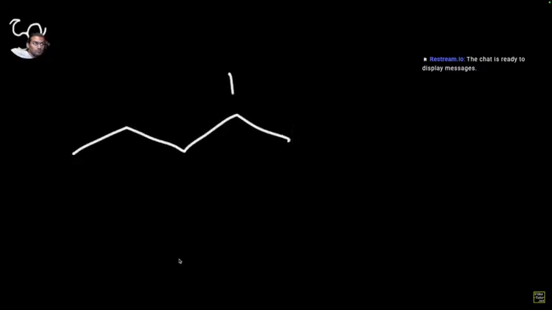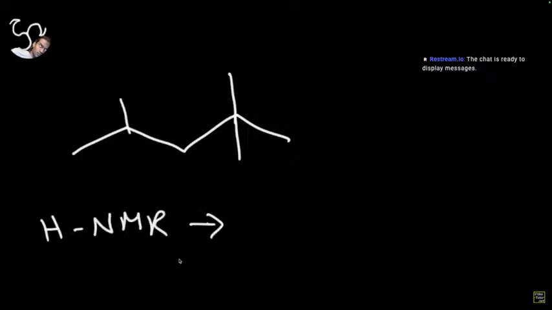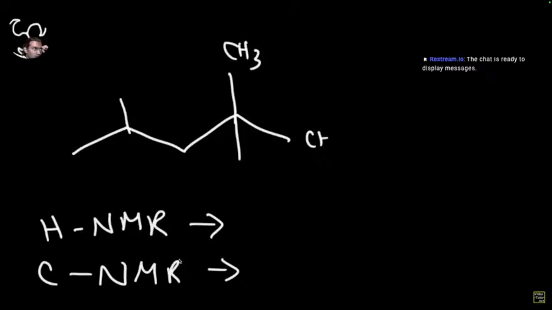Now, what about this one? I'm going to ask you 2 questions. How many signals should we get in the H-NMR spectrum? And how many should we get in the C-NMR spectrum? So let's focus on hydrogen. Now, we don't have a symmetrical molecule, so there's really no line of symmetry. Nevertheless, these 3 methyl groups are identical to each other.